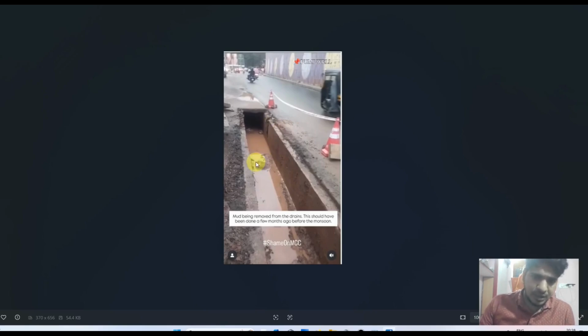So it is almost 2 to 2.5 feet by 3 feet. If you observe this picture, you can see that this road drain is very small. It is almost 2 to 2.5 to 3 feet deep, 2.5 wider and 3 feet deeper.